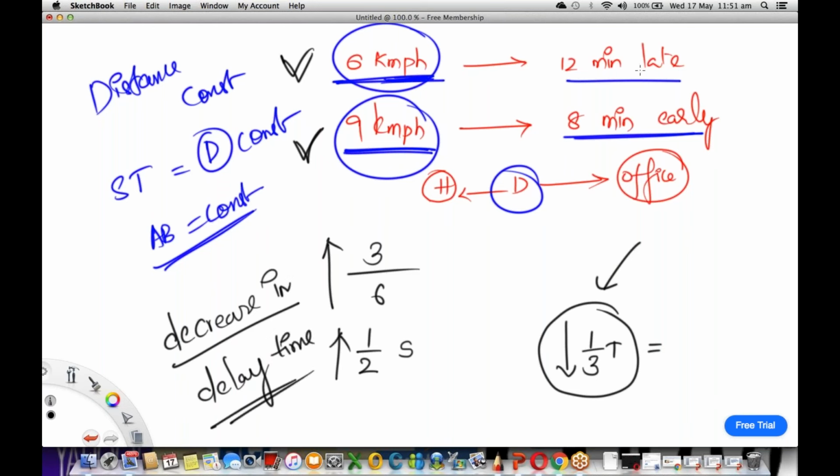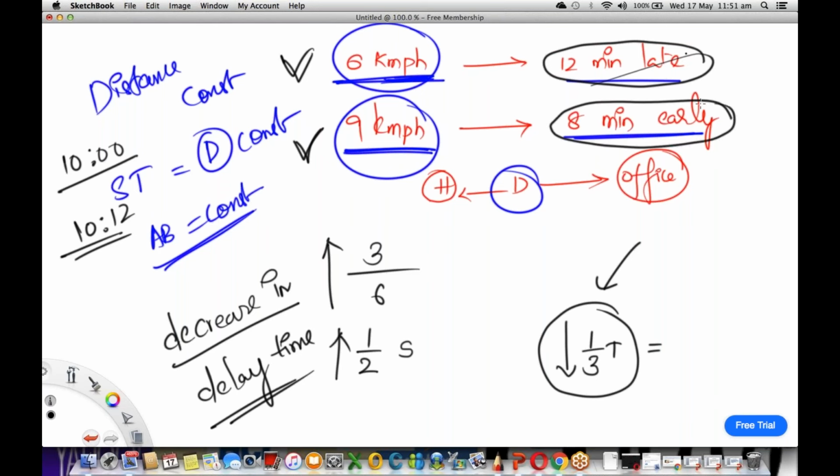So if you look at the question, he mentioned that he was 12 minutes late in the first case. That means assume you have to reach the office at 10 o'clock, but you have reached at 10:12. That's the meaning of the first statement. So next day he reached 8 minutes early. Suppose 10 o'clock is the time, you have reached 8 minutes early means you reached the office at 9:52 only. So I just want to find out the delay from here to here. So delay from 9:52 to 10 o'clock will be 8 minutes, and here to here delay will be 12 minutes. So overall delay will be 8 plus 12, that is equal to 20 minutes.